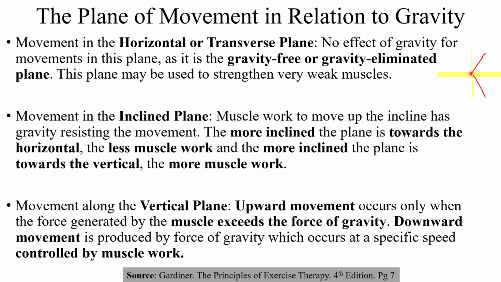But sometimes we tend to do oblique movements, in this plane or that plane, whatever we are doing. If the incline is more towards the horizontal, the muscle has to do some work but less work against gravity. But if the incline is more towards the vertical, it is relatively more against gravity as compared to horizontal, so the muscle has to do more work against gravity. So this is how we explain the plane of movement in relation to gravity.